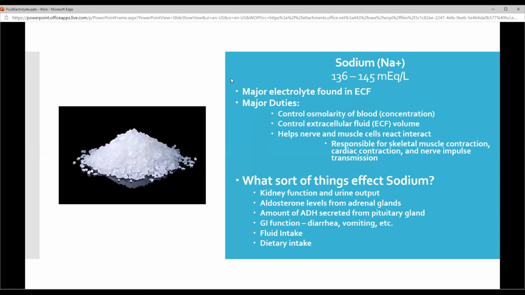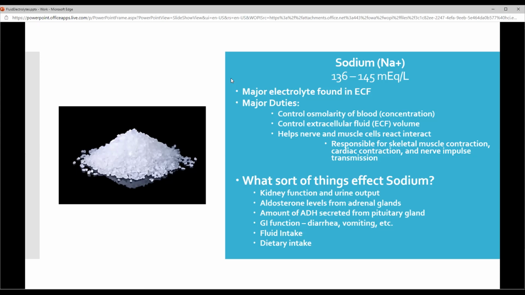And it is mostly found in extracellular fluid. The main duties of sodium are to maintain fluid balance and osmolarity, okay? It also helps transmit signals from nerves to muscles. When you have issues with sodium, the number one thing you're monitoring the patient for, because as we go through, you'll see the symptoms, a lot of them are the same.